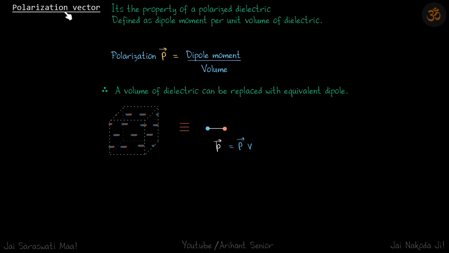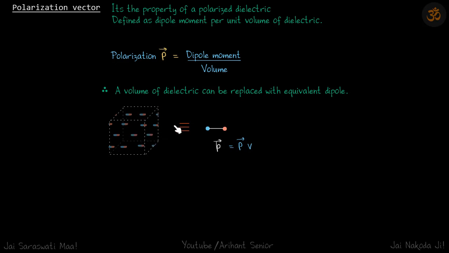Let us see what is polarization vector. So it's the property of a polarized dielectric and it is defined as the dipole moment per unit volume of dielectric. So mathematically it is just dipole moment per unit volume and it's a vector. It's called polarization vector.